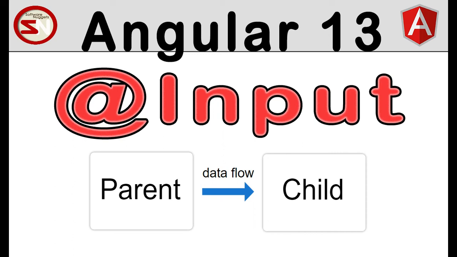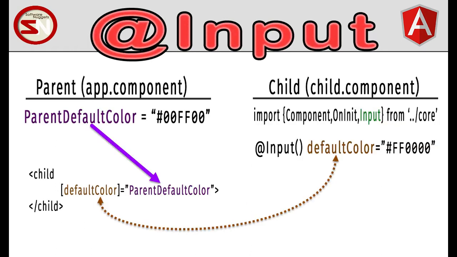In this video, we're going to look at the input decorator. We're going to be transferring data from the parent to the child. Notice the chart here. We have a parent and a child. In the parent, I declare a variable, parent default color, and I assign it a color.